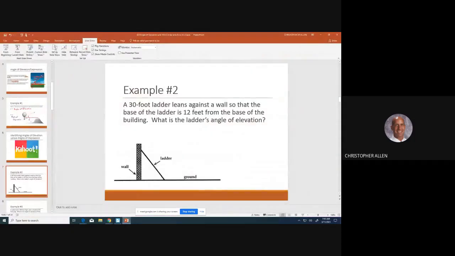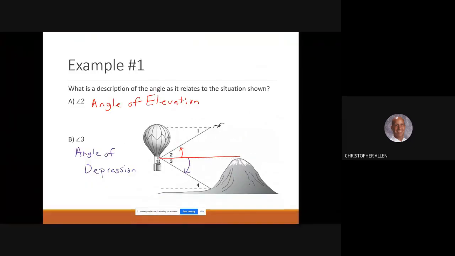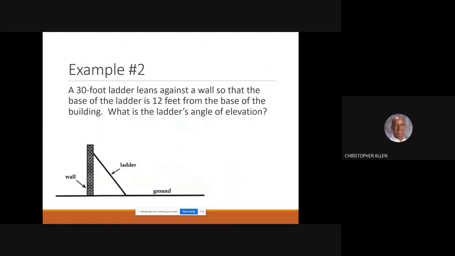The point of the Kahoot there was to make sure that you guys are understanding the difference between an angle of elevation and an angle of depression. I know that was kind of a silly game, but it was hopefully a little bit fun. Hopefully you got some candy, and hopefully you got a better idea of what angle of elevation versus angle of depression is. So we're going to continue to move on and look at an example where we're going to actually use some more math and not just identifying things.